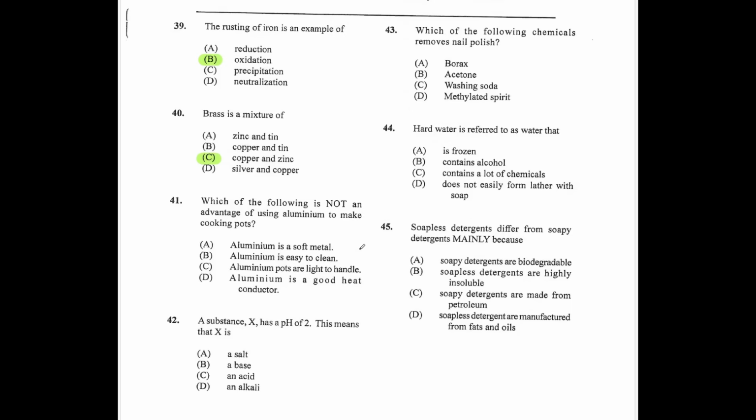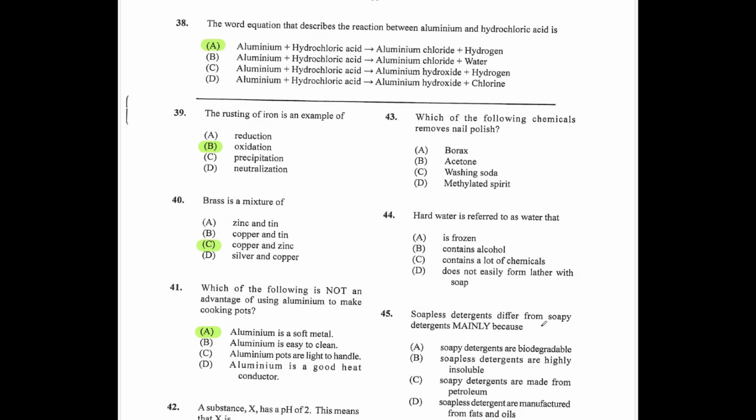Which of the following is not an advantage of using aluminum to make cooking pots? Aluminum is a soft metal. Aluminum is easy to clean. Aluminum pots are light to handle. Aluminum is a good heat conductor. That would be A, the one that is not. A substance X has a pH of 2. This means that X is an acid. C. 43. Which of the following chemicals removes nail polish? This is a popular one, acetone.